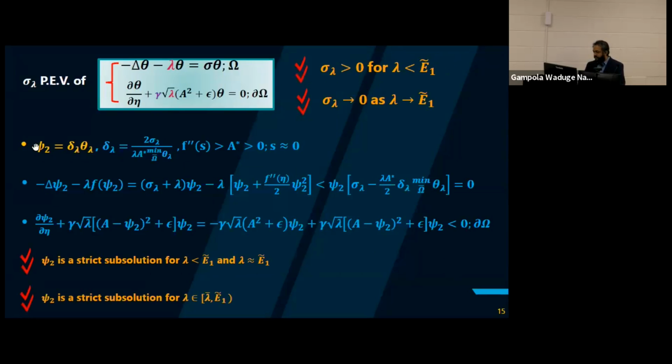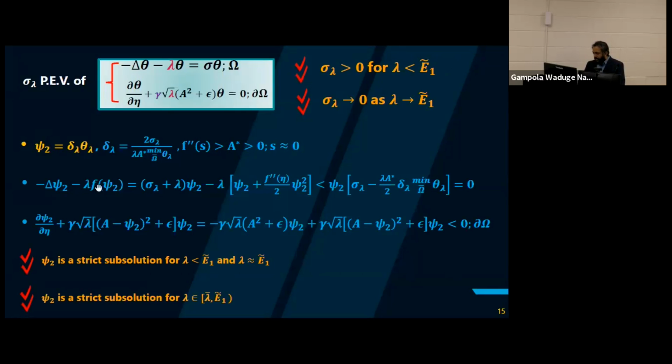All right, for my sub-solution, I'm going to take psi2 to be delta lambda times theta lambda. Delta lambda is defined this way. Here, this A star is a positive quantity such that f double prime of s is bigger than A star for small s. Such a quantity exists by our reaction term.